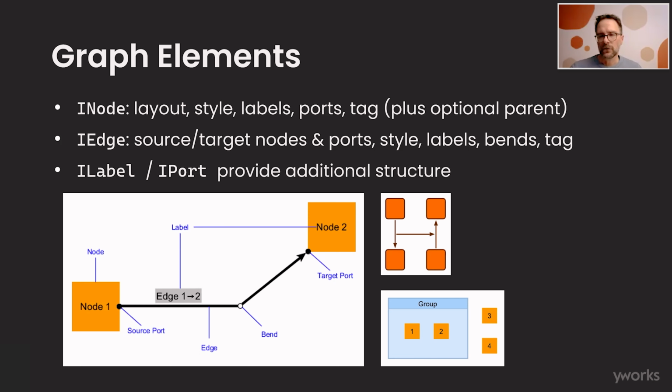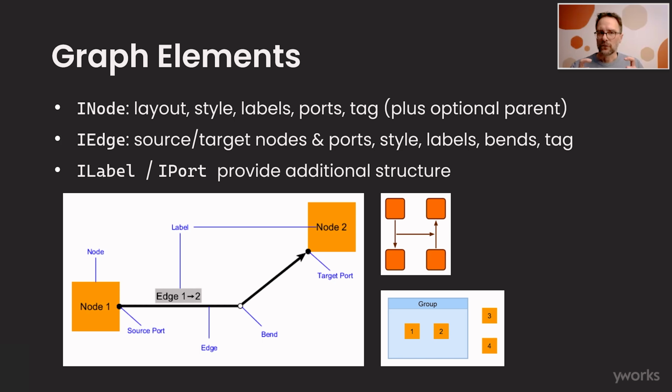Also, edges, just like nodes, can have any number of labels, and they can also have bands. Bands are additional control points that describe the geometry of an edge. But it's the job of the style to interpret this geometric information. So whether it's a straight line or a curve, that's the job of the style implementation.